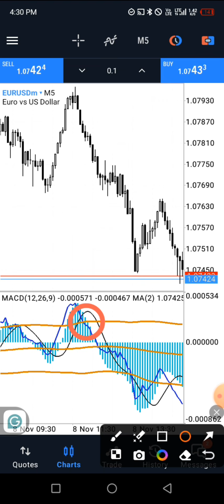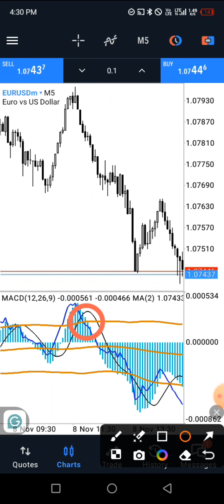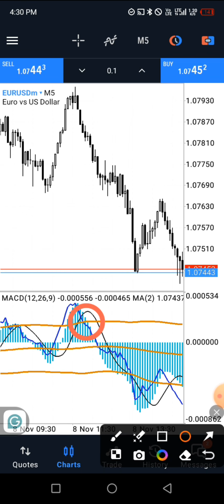So if your country is GMT plus 2 or GMT plus 10 or GMT plus 9, just find how you do the conversion and know the exact time London session starts in your country, okay? So you have to know when London session starts. Sorry, you have to know when New York session starts in your country, okay?